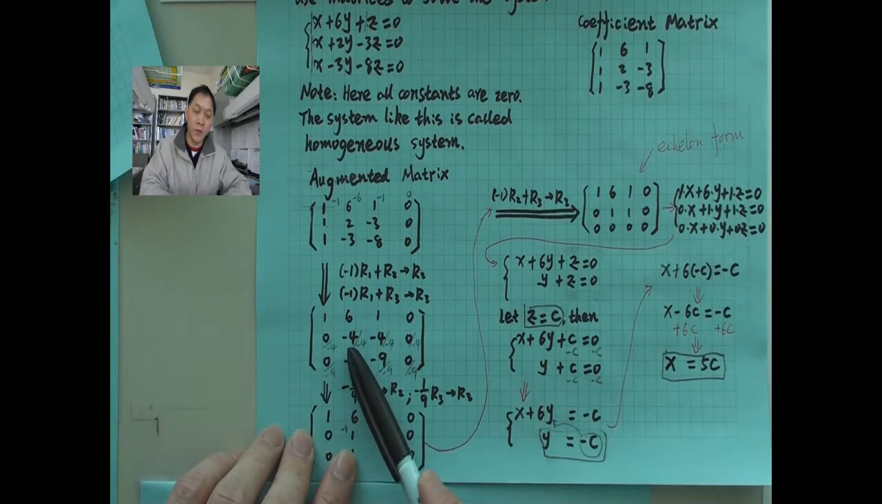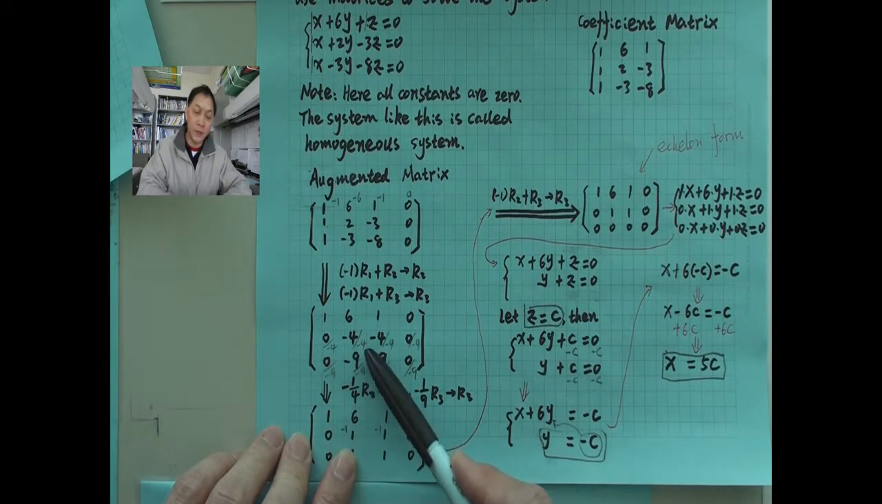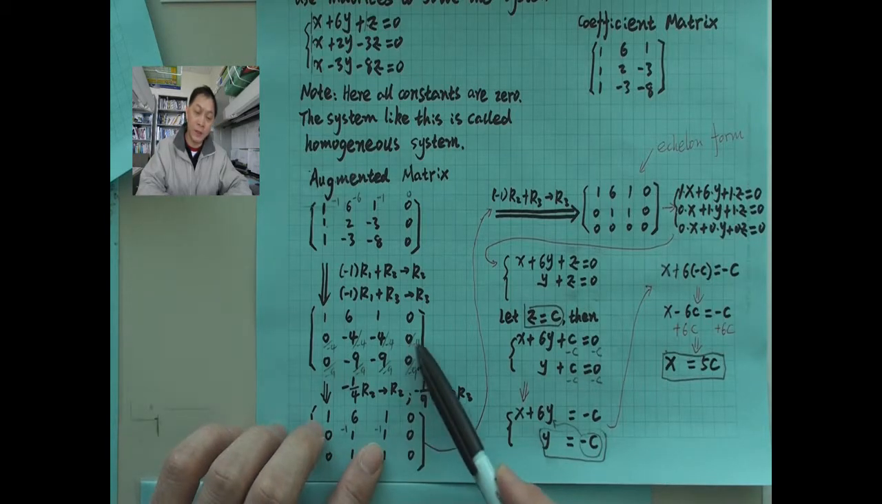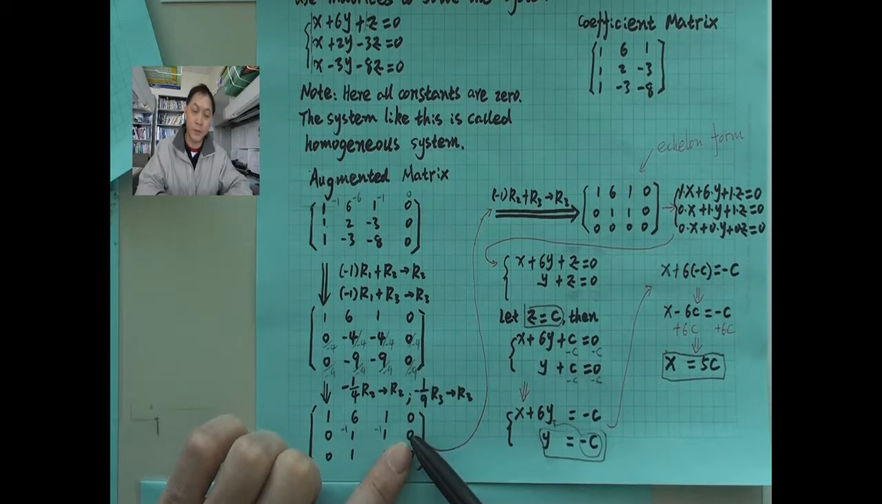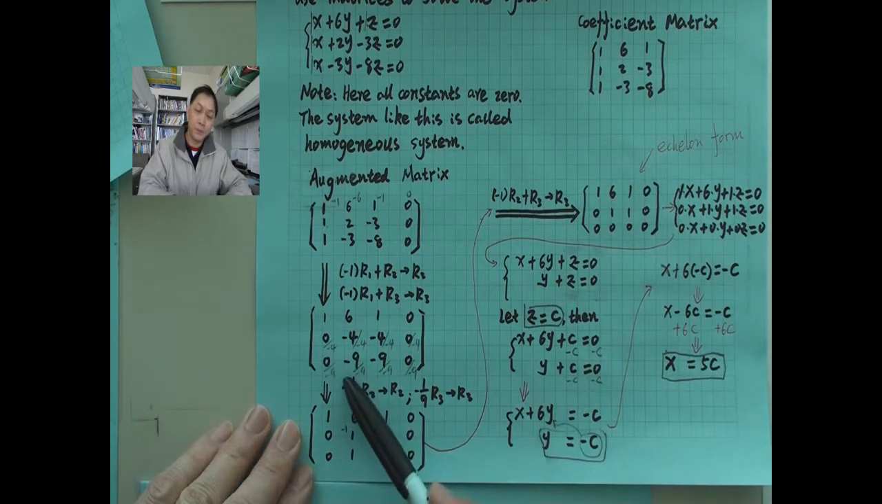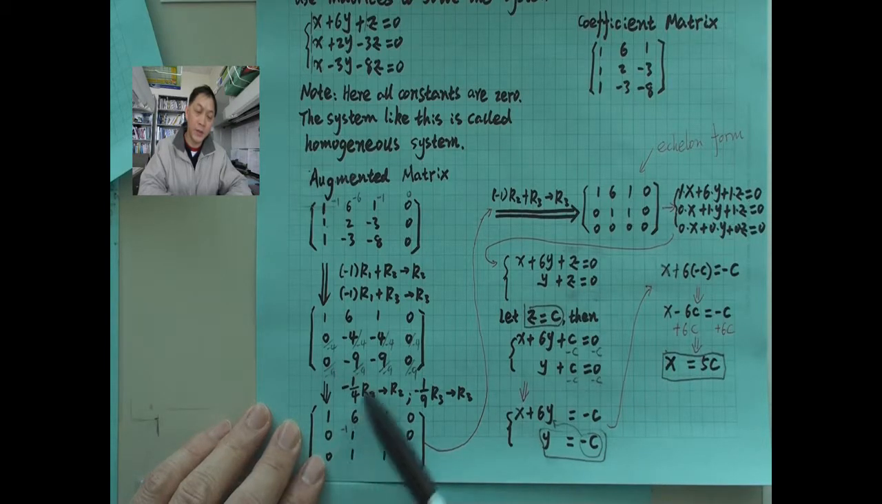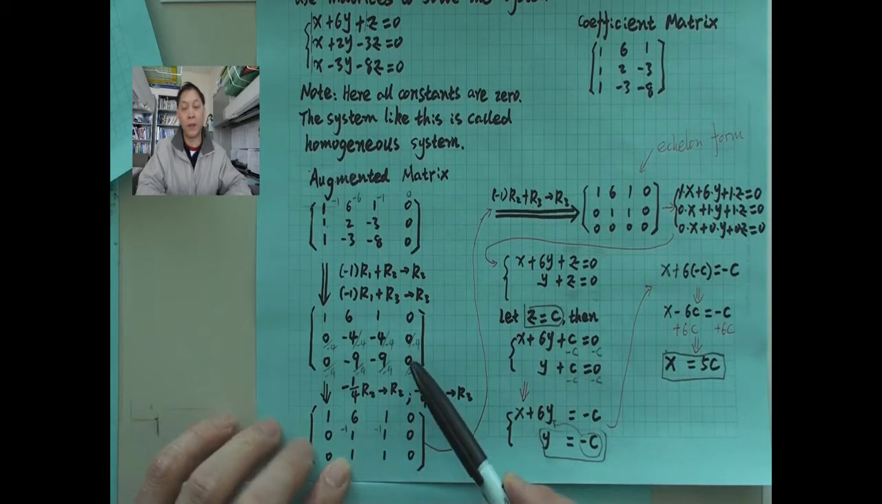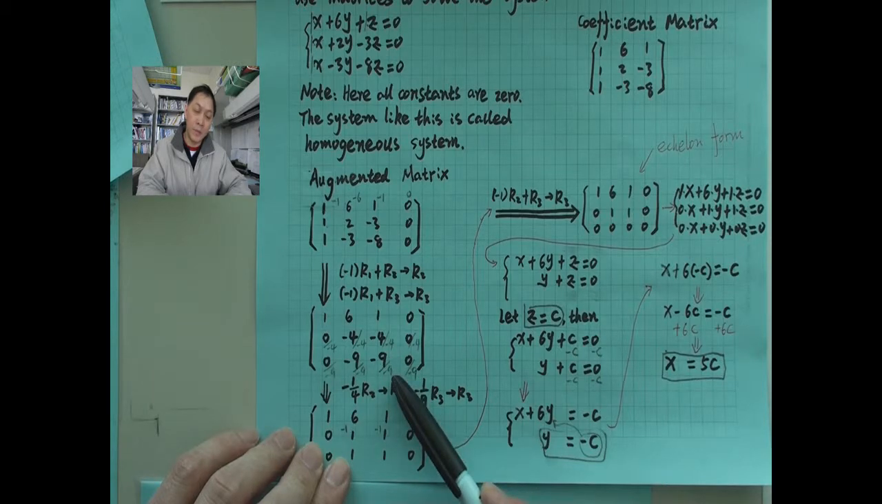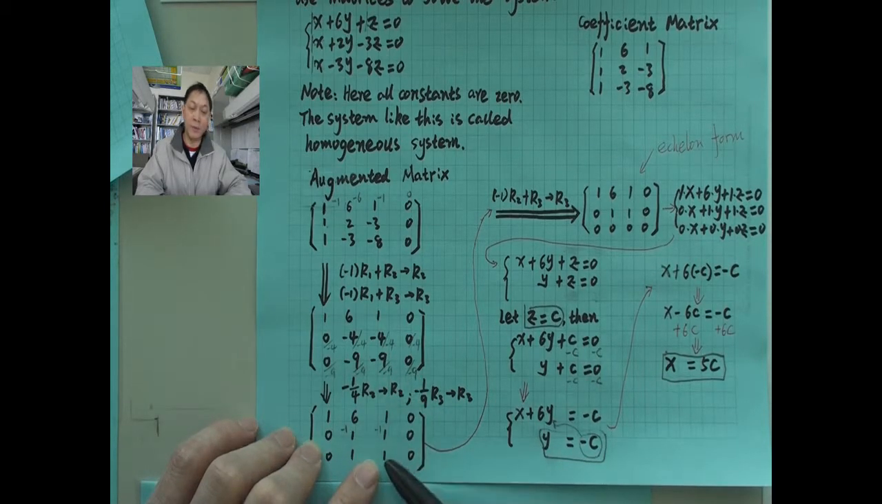You see, 0 divided by negative 4 is 0. Negative 4 divided by negative 4 is positive 1. Negative 4 divided by negative 4 is positive 1. 0 divided by negative 4 is 0. Row 3: 0 divided by negative 9 is 0. Negative 9 divided by negative 9 is positive 1. And negative 9 divided by negative 9 here is also positive 1. 0 divided by negative 9 is 0.